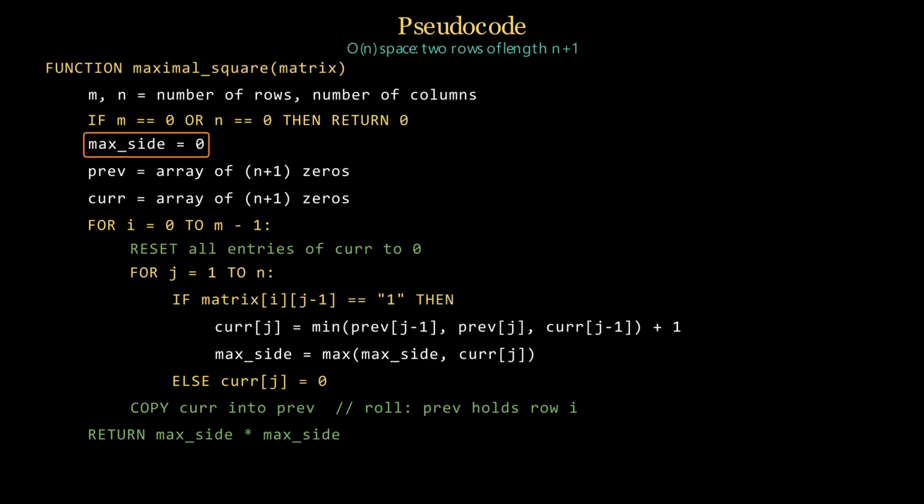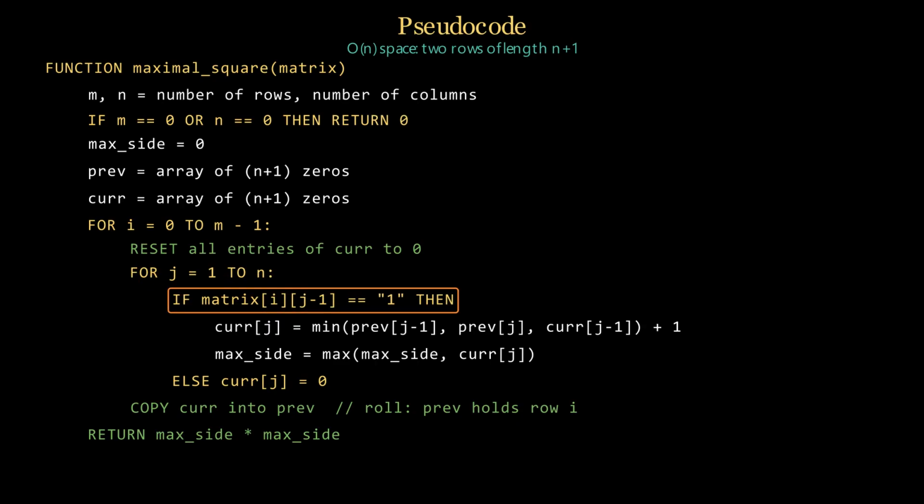Best side length so far. Previous DP row, starts as all zeros. Current row we are filling. Walk each row of the input with 0 based index I. Clear the current row before writing new values. Columns 1 through n correspond to matrix columns 0 through n-1.